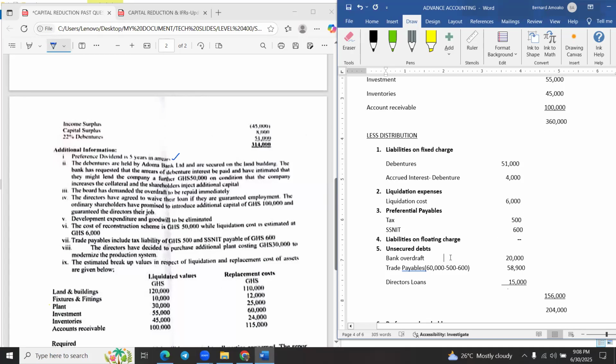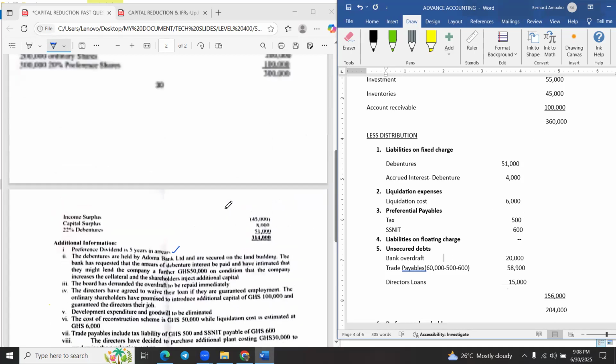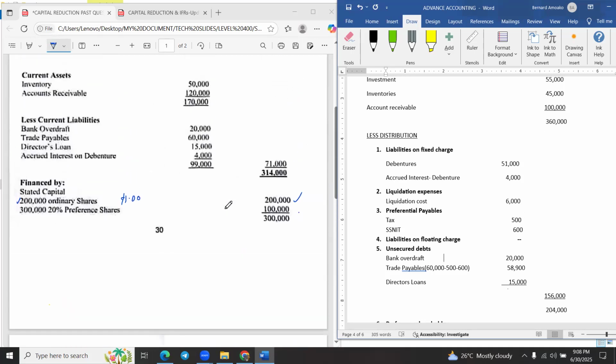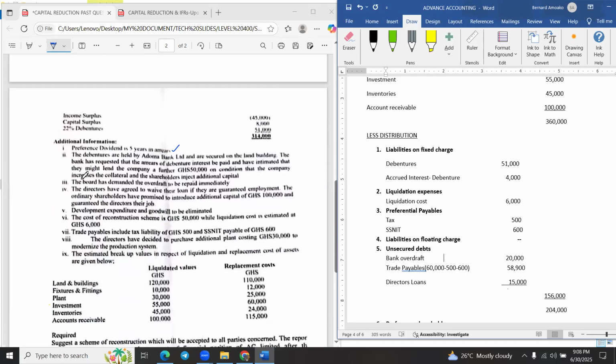Then we come to our unsecured debt. The unsecured debts are any other liabilities that were not on a fixed or floating charge or were not preferential payables or were not liquidation expenses. And we had bank overdraft, trade payables, and directors loan. Now, in our trade payables, because in our footnote it says that there were some taxes included, and then we've already paid the taxes, that means that our trade payables value would reduce to 58,900.